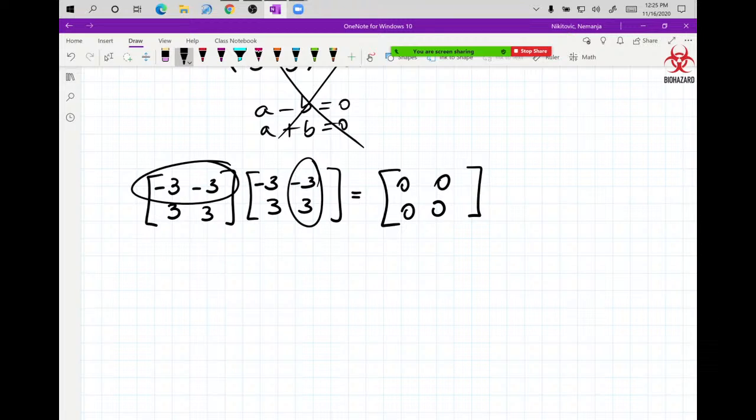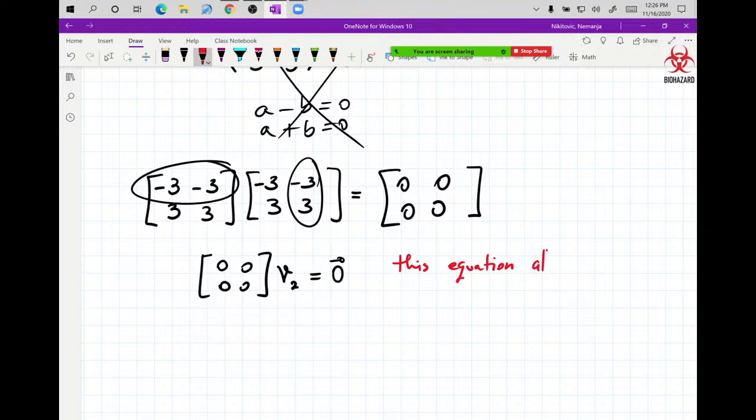Now we are getting that this matrix of all zeros times any choice of vector would technically give us a 0 vector, which allows us to pick anything. So let me write that in blood over here. This equation allows us to pick any vector for V2.